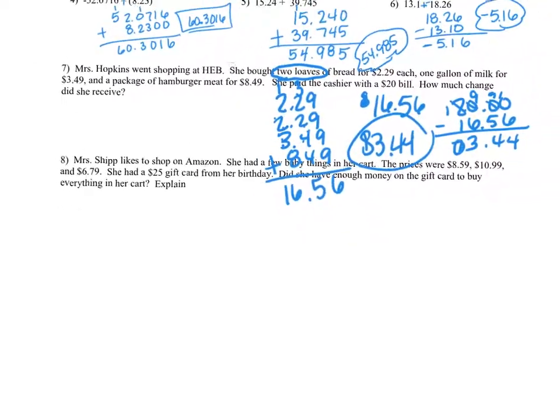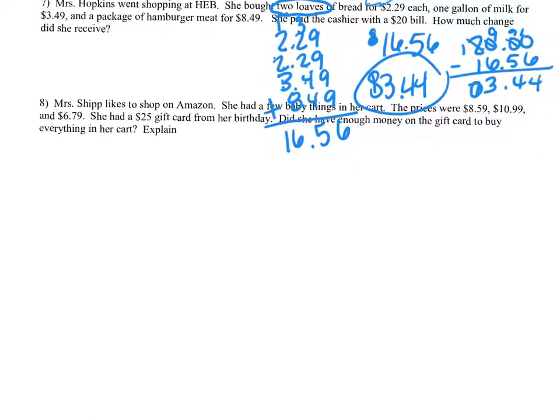Okay, our last one. Miss Ship likes to shop on Amazon. She had a few baby items in her cart. The prices were $8.59, $10.99, and $6.79. She had a $25 gift card from her birthday. Did she have enough money on the gift card to buy everything in her cart?